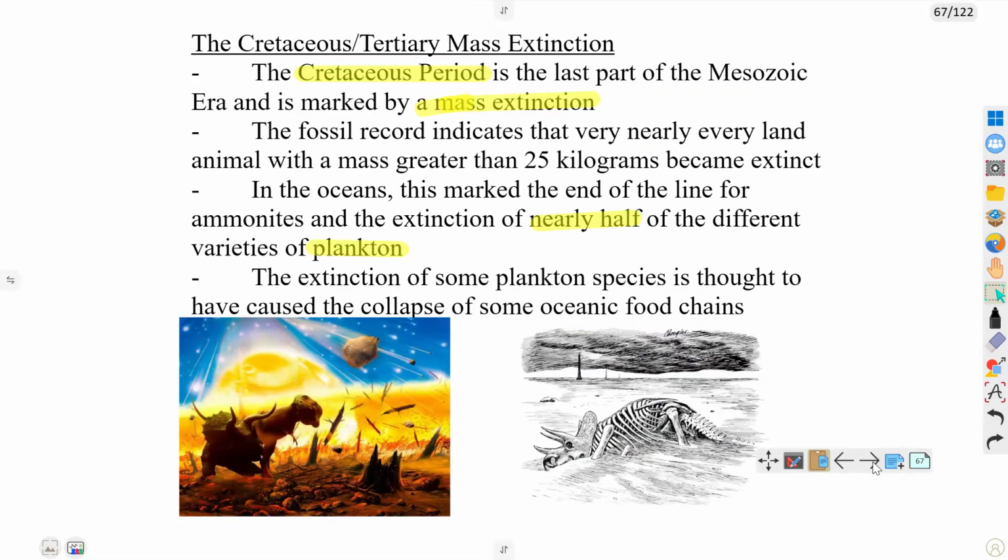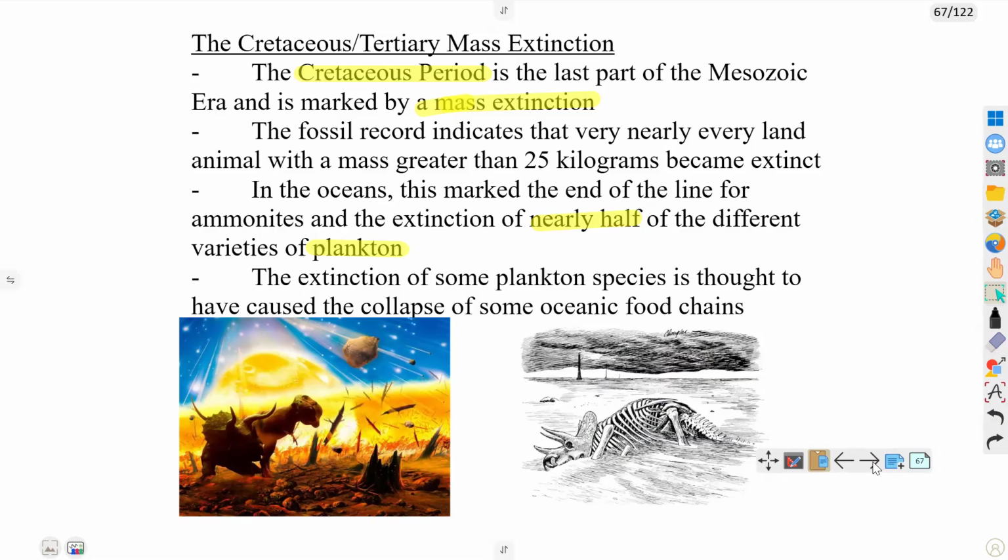Now, one last thing about this, not really associated with the mountain ranges, but it's important to note. This is the last part of the Mesozoic era, so the Cretaceous period. This was marked near the end by a mass extinction. Pretty much what the fossil records indicate is that any animal with a mass greater than 25 kilograms became extinct, which was the majority of dinosaurs.